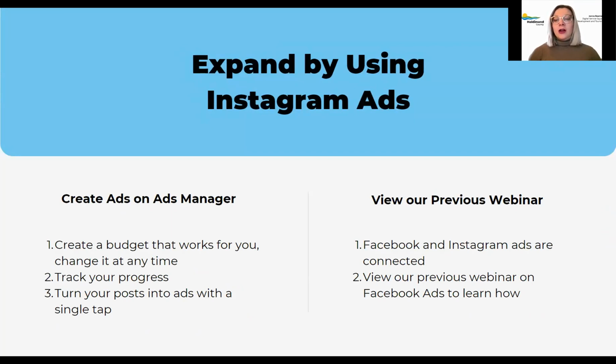You're able to track your progress as well as see how many people are interacting with your ads, and you can turn your posts into an ad with a simple tap. So if you post something and it's getting a lot of likes, you can go through and hit the edit option on that and click create an ad.